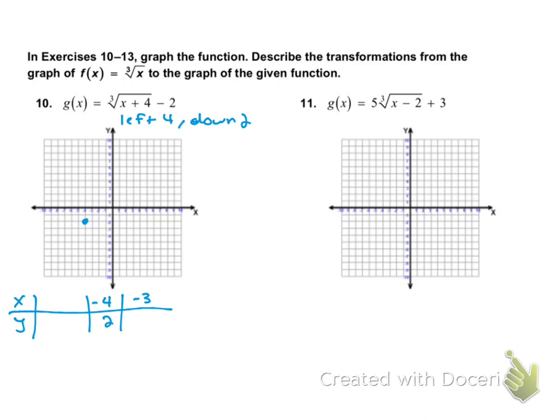So that'll be the cube root of -3 plus 4 minus 2. Gives me the cube root of 1 minus 2. So that's 1 minus 2, which gives me -1.